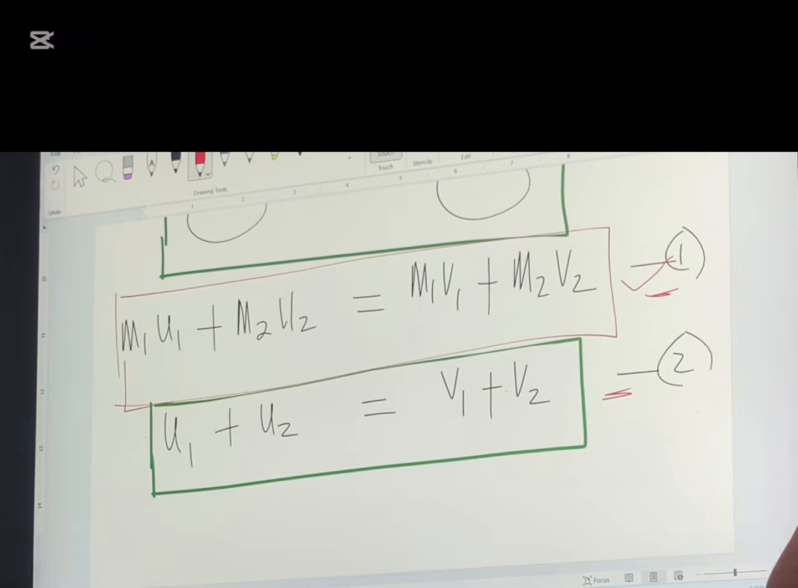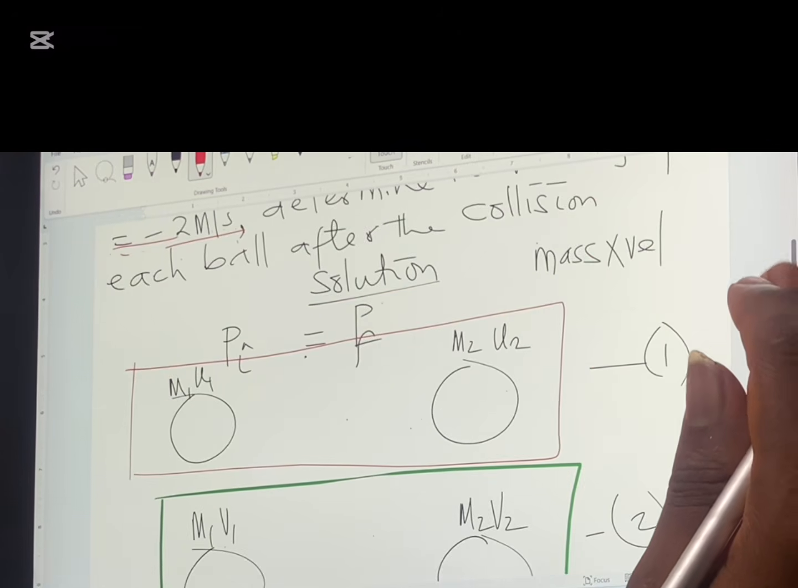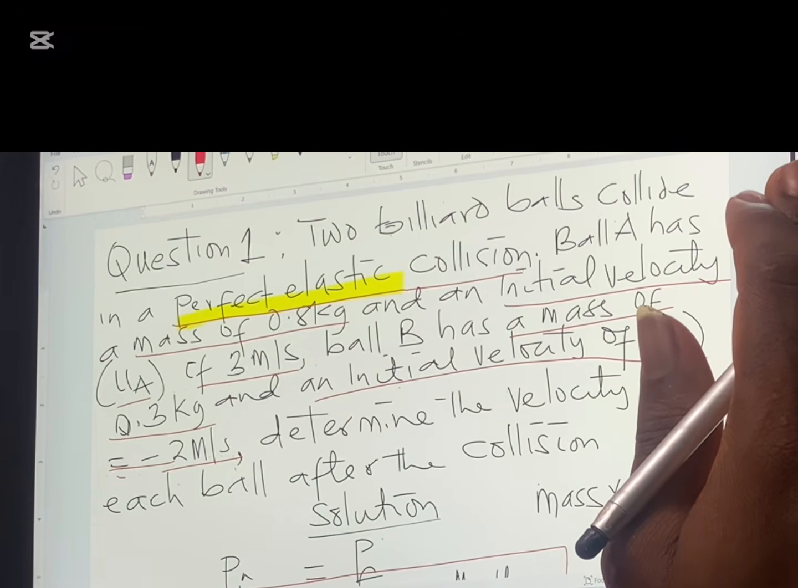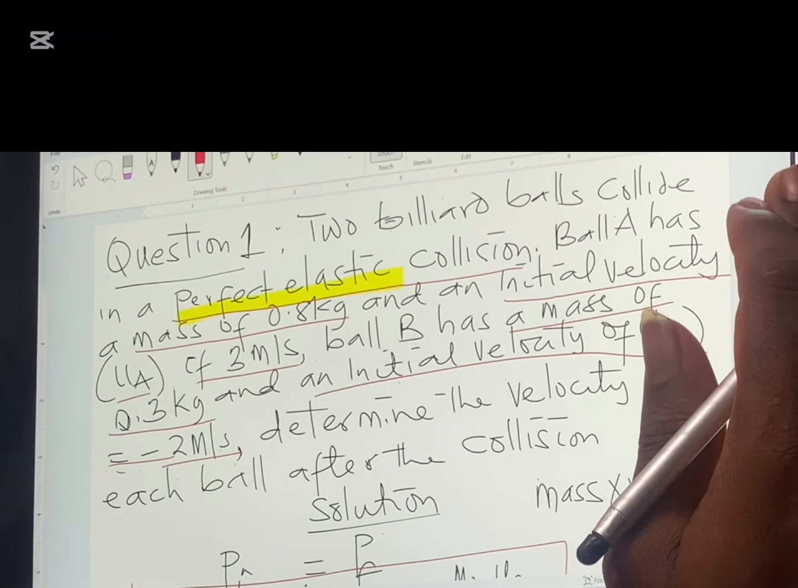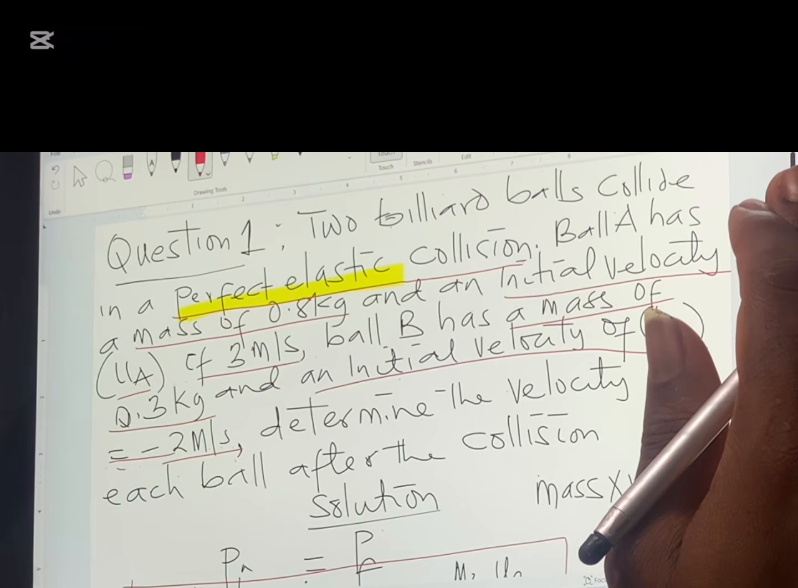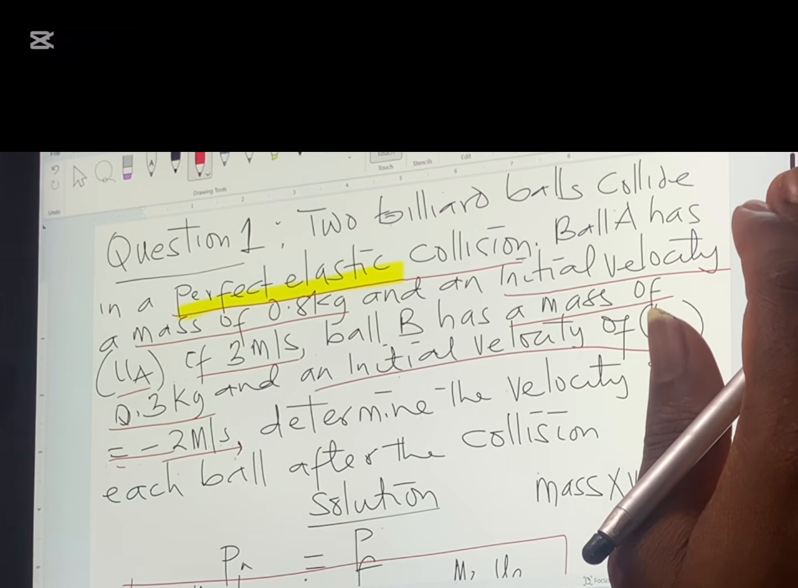Now solving this here, I have to explain the question perfectly. So now let's explain this question here, class. They said two billiard balls collide in a perfect elastic collision. So that word perfect elastic means that I'm going to use two formulas. The first one, conservation of linear momentum. The second one, conservation of velocity, okay?